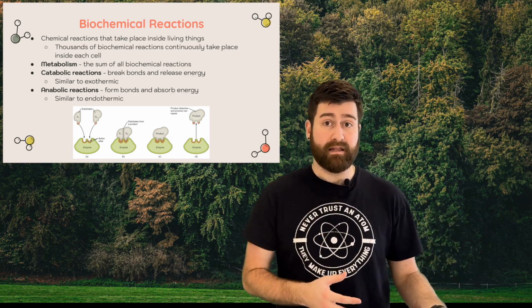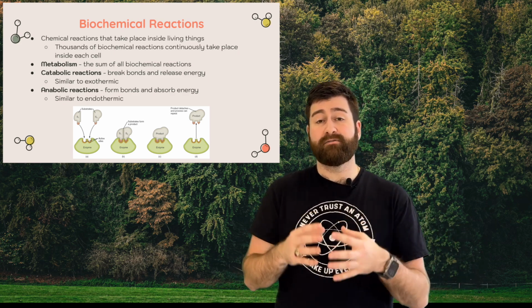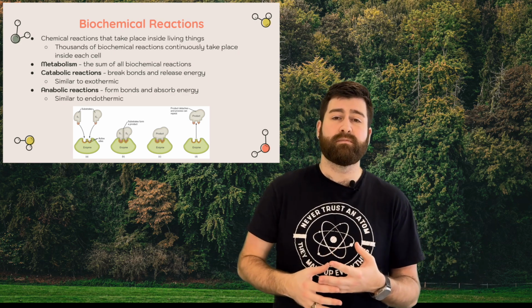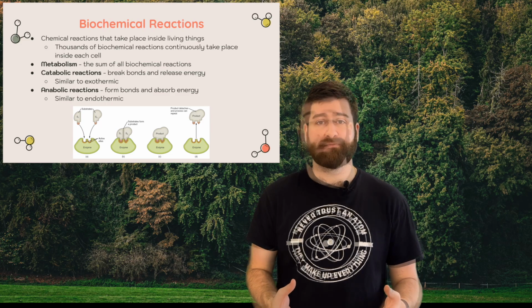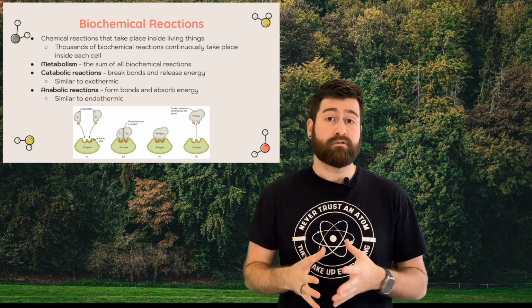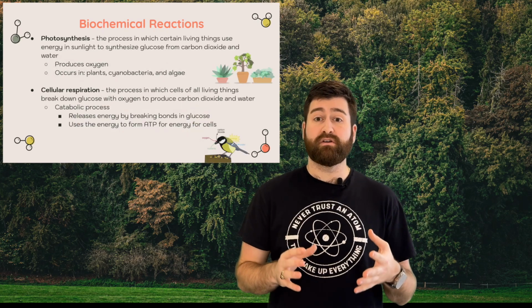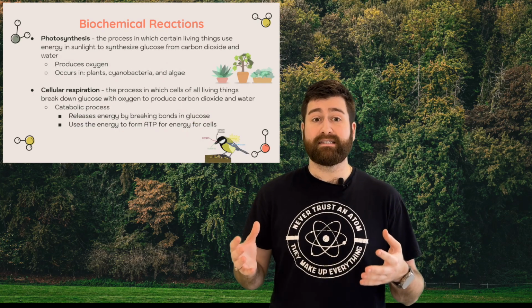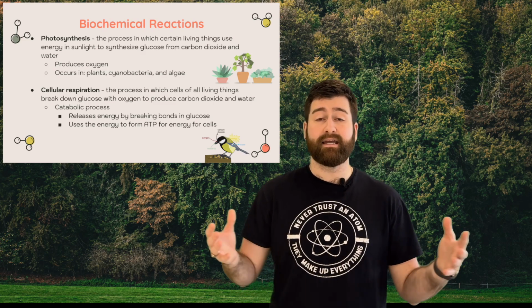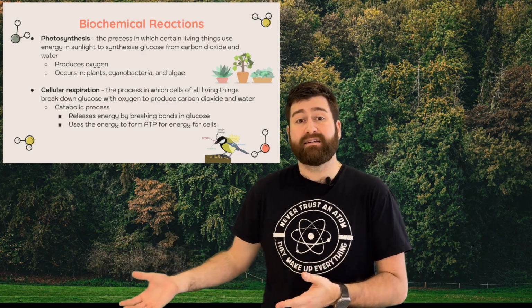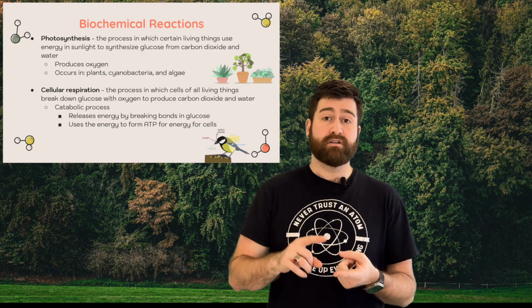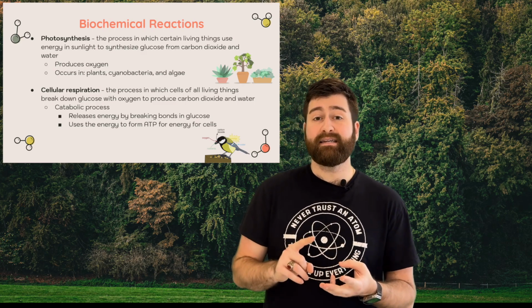Then there are anabolic reactions, and this is where bonds form and absorb energy, and these are more similar to endothermic reactions. One of the biggest biochemical reactions is photosynthesis. This is the process in which certain living things use energy and sunlight to synthesize glucose from carbon dioxide and water. And another byproduct is oxygen. This occurs in plants, cyanobacteria, and algae.